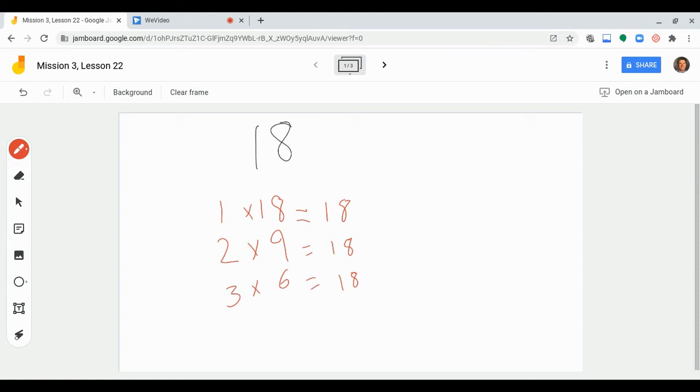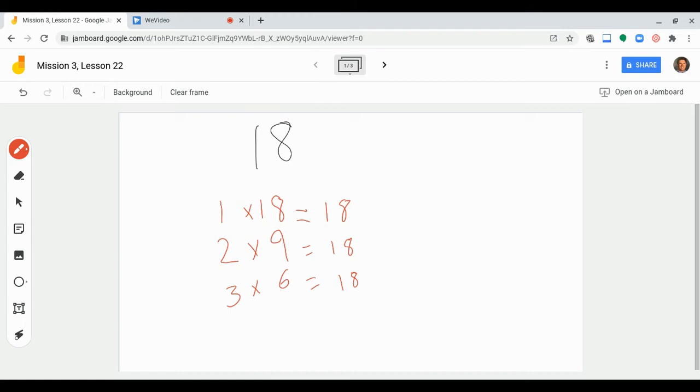Can I do 5 times the number to get 18? No, I can't do that. Can I do 6 times the number to get 18? Yeah, I can do 6 times 3, but that's the same as 3 times 6, so I don't write that down again. Can I do 7 times the number to get 18? Nope. Can I do 8 times the number to get 18? Nope. Can I do 9 times the number to get 18? Yes, but it's 9 times 2, which is the same as 2 times 9. And I can't do 10 times the number to get 18. So these are all the multiplication equations I can use to get 18.